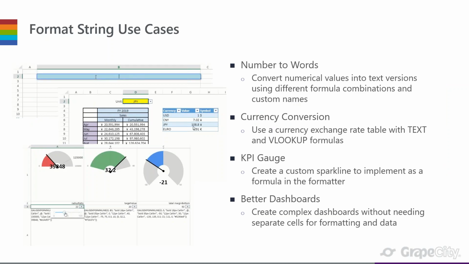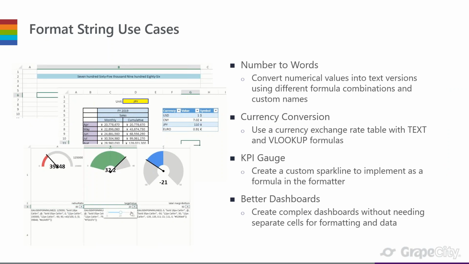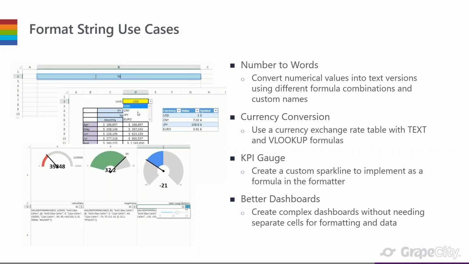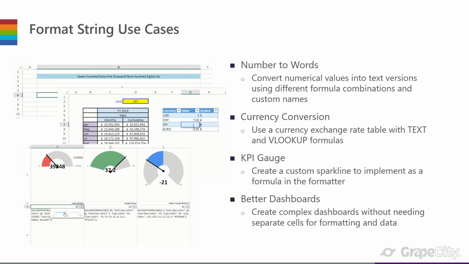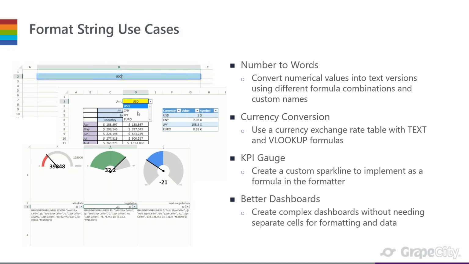It should be noted that format strings are not just limited to creating text templates or formulas. You can do things like creating a formula for converting numbers into text, or converting currency in a workbook from one type to another, using text and VLOOKUP. It works great for visual changes as well, such as custom sparklines for KPI gauges to build up better dashboards without needing extra cells for formatting and data. And I will show you a few of these examples.